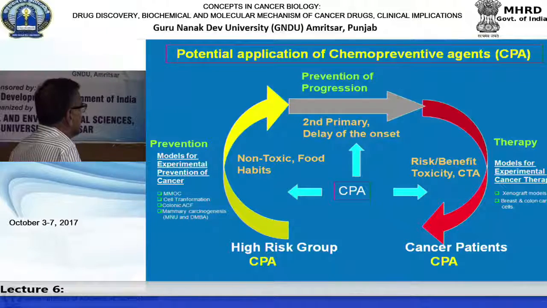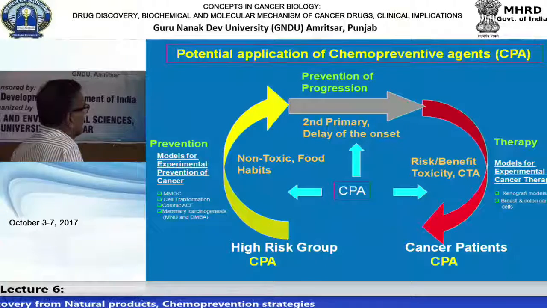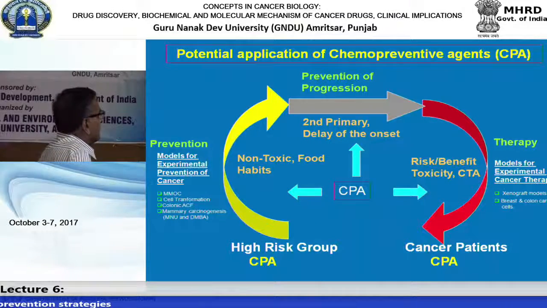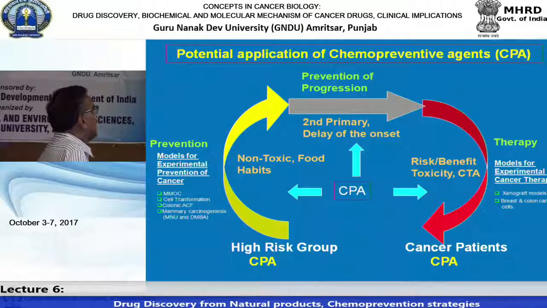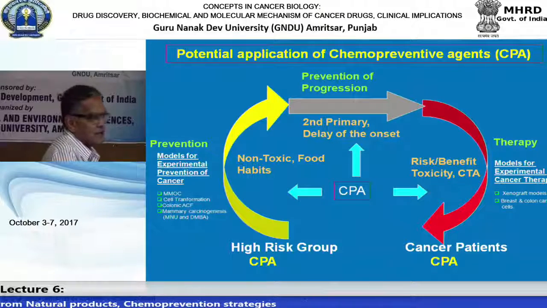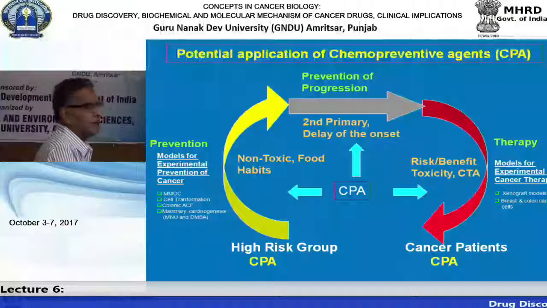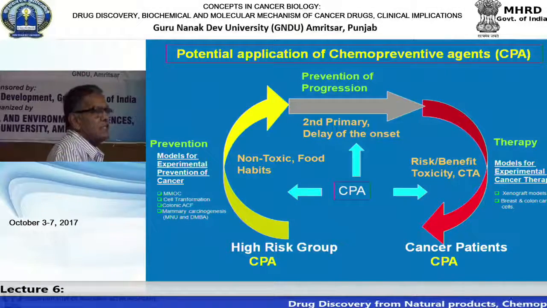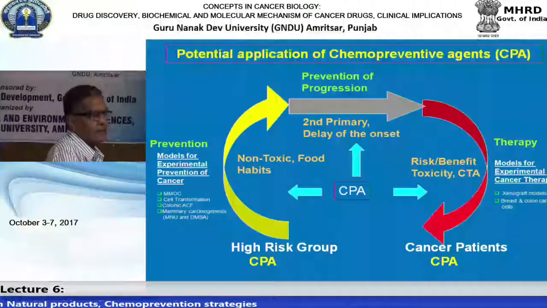We can do the colonic ACF, aberrant crypt foci, and we can do the mammary carcinogenesis studies like MNU and DMBA. Now, in therapy, we have to look at the toxicity of the chemotherapeutic agent, which is very important. But there we look at risk versus benefit. In other words, is the chemotherapeutic agent or treatment that we give to the patient going to have more benefit than the cost?